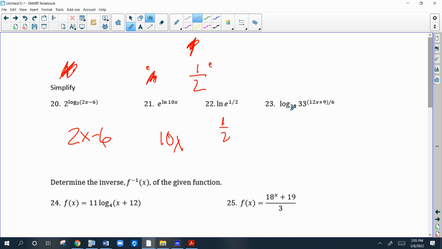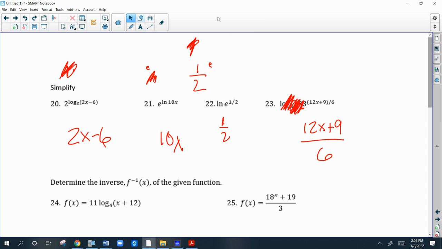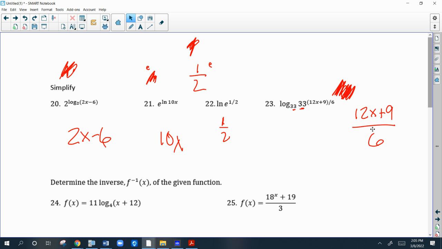This is log base 33 of this exponent that has base 33. So it doesn't matter what this is up here, the log base 33 with the exponent 33 or the base of the exponent cancel each other out. So you're just left with this. So those are easy. That's the answer. There's the problem.